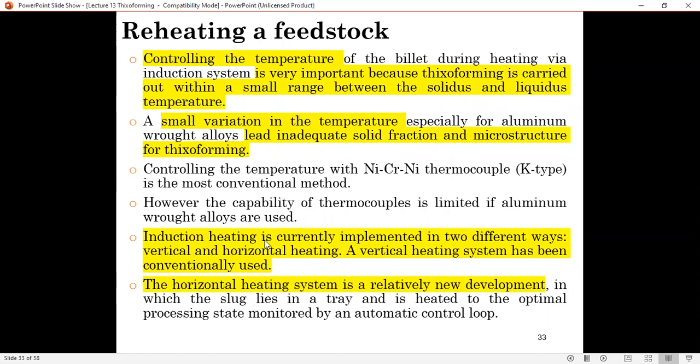Induction heating is being done two ways right now: vertically or horizontally. This refers to how you place the billet. You can put the billet in the vertical or horizontal form. Normally people use a vertical heating system, but there are some developments in the horizontal.